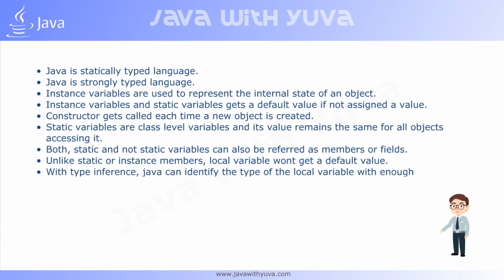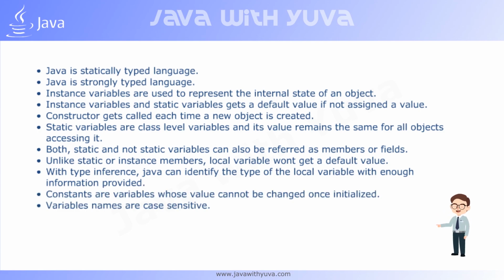Unlike static or instance members, a local variable won't get a default value. With type inference, Java can identify the type of the local variable with enough information provided. Constants are variables whose value cannot be changed once initialized. Variable names are case sensitive.